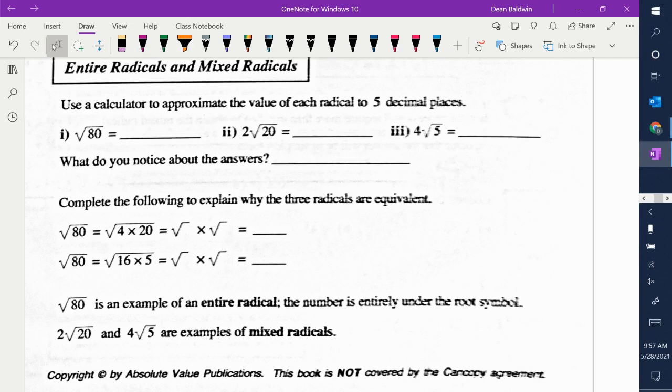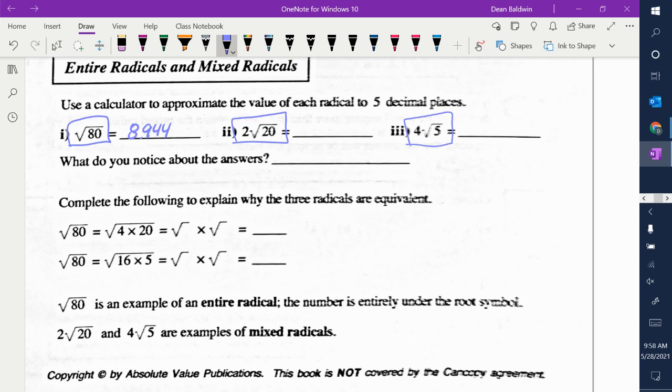Okay, who's got calculators? I need somebody to do square root of 80, somebody to do 2 times the square root of 20, and somebody to do 4 times the square root of 5. What is it? I just want to know what the actual numbers are, though. 8.94427. That's good enough.